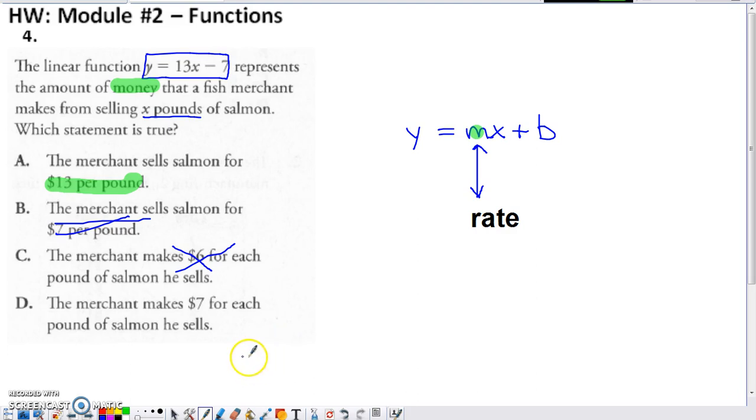The merchant makes $7 for each pound of salmon he sells. Well, it might be more tempting to choose that option if this wasn't a -7. If it was a plus 7, we might think, oh yeah, he might make that much every time. But again, this is pretty much a rate, $7 for each pound. So he makes $7 per pound. Well, B is not a rate in a linear function. The only one that's a rate is M. 13 is in place of the M. The merchant's going to be selling the salmon for $13 per pound, and that's why we're going with choice A.